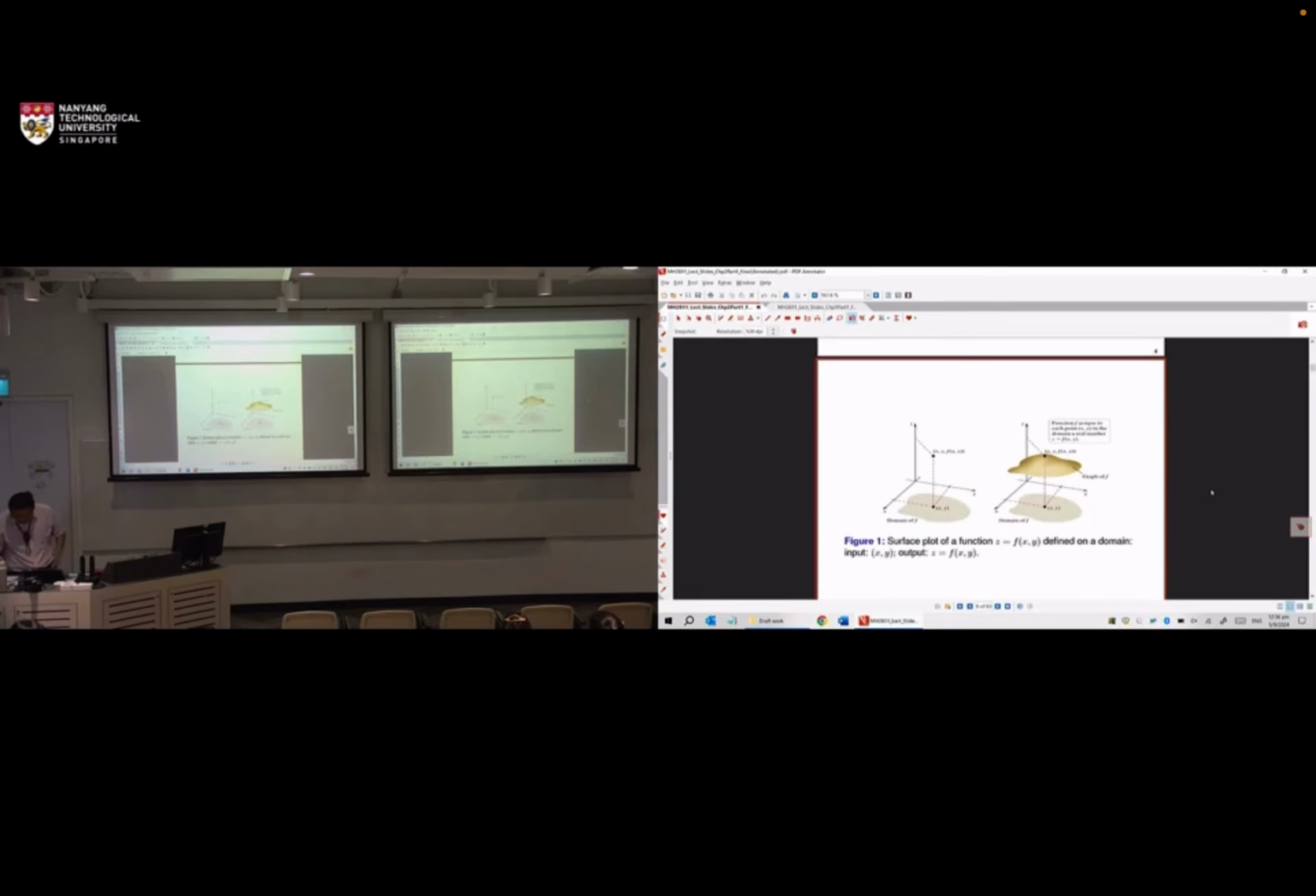This is just another example. Surface plot of a function z equal to f(x,y) defined on a domain. Your input is your x and y. Your output is your z equal to f(x,y). So this is another example.